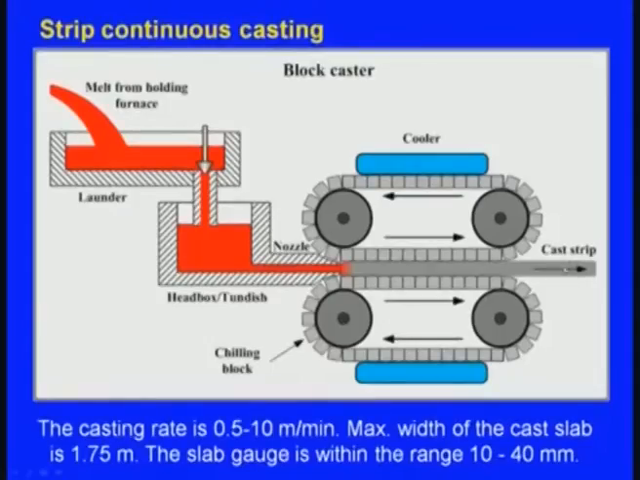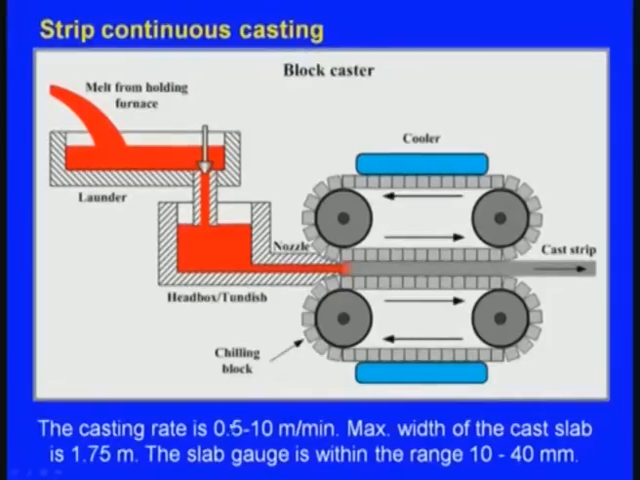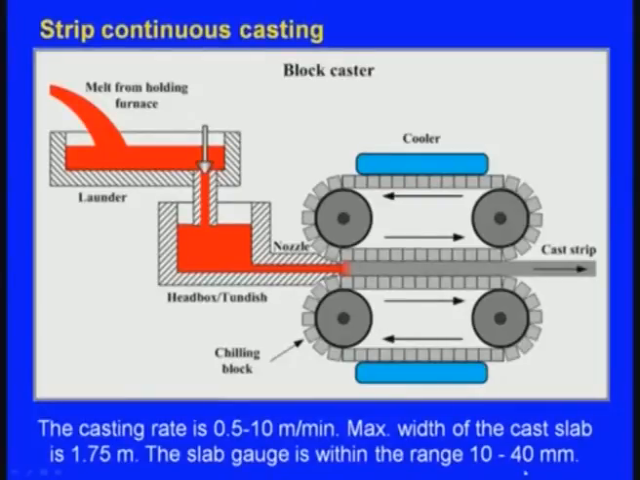And here we can see a thin cast strip is coming out. So, this is strip continuous casting. We are not producing any bars or rods here, but thin and wide strips are produced in this process. Now, the casting rate is 0.5 to 10 meters per minute. The maximum width of the cast slab is 1.175 meters, so a slab up to 1.175 meters wide can be produced. The slab gauge is within the range of 10 to 40 millimeters. So, this is the thickness of the strip, 10 to 40 mm.